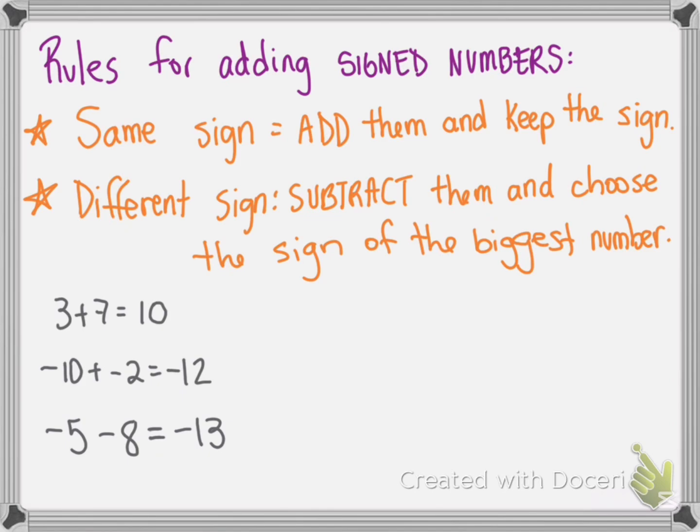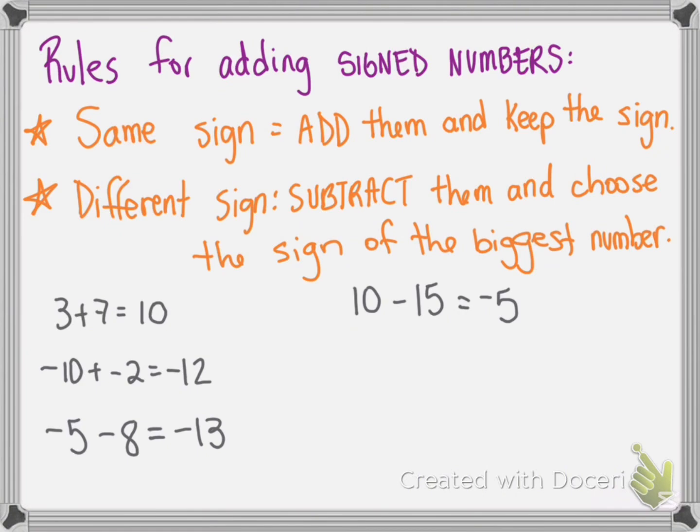Now the second rule is what happens if we have different signs. Well, what we have to do is subtract and then choose the sign of the biggest number. 10 minus 15. We have a +10 and a -15. So we're going to subtract 15 minus 10, which is 5. And then we're going to choose the sign of the biggest number. In this case, it's a negative because 15 is bigger than 10. And the answer is -5.